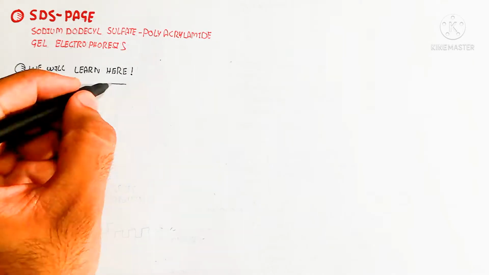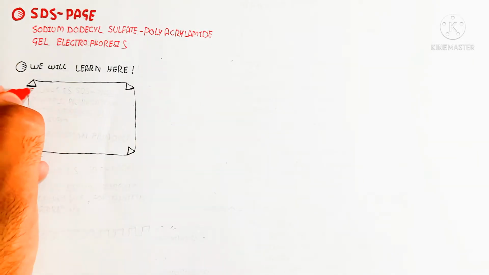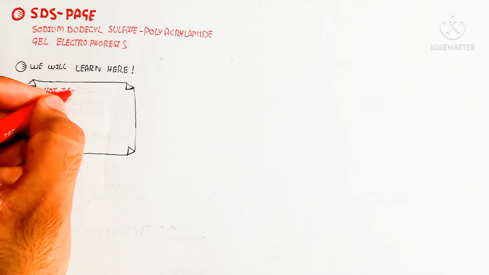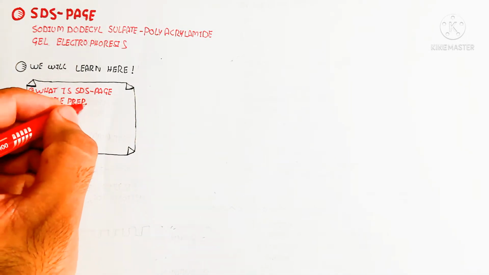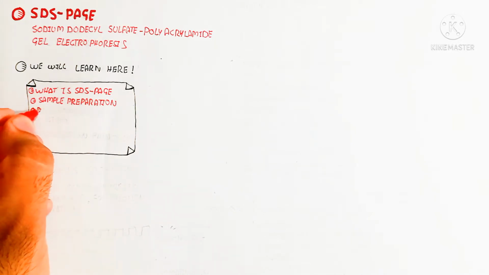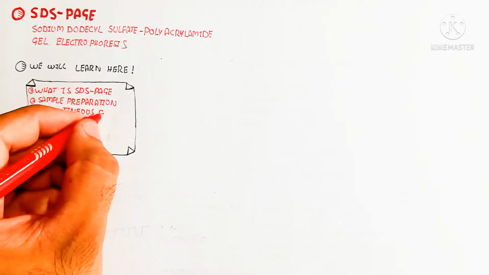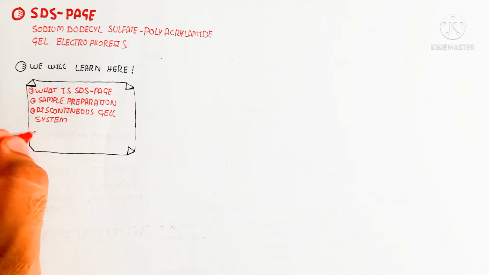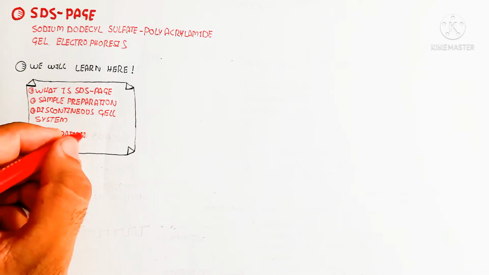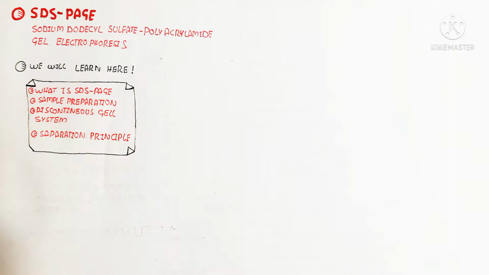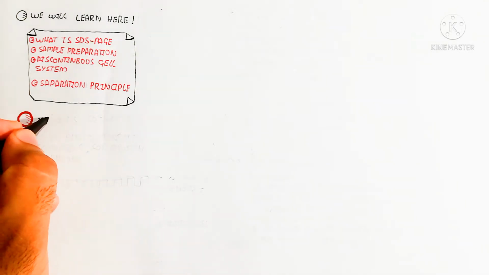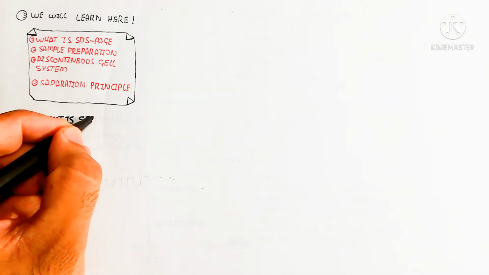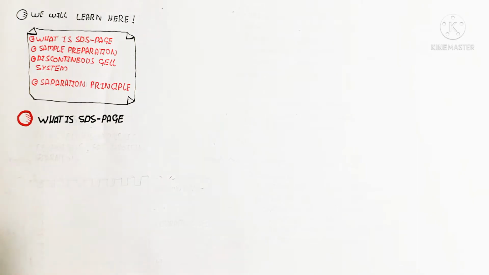So here we will not learn about other things, but just SDS-PAGE. We will learn what is SDS-PAGE, sample preparation, what is the discontinuous gel system, and the separation principle. First of all we should understand what is SDS-PAGE. SDS-PAGE contains SDS buffer, so remember that. It is an electrophoresis technique for protein separation.